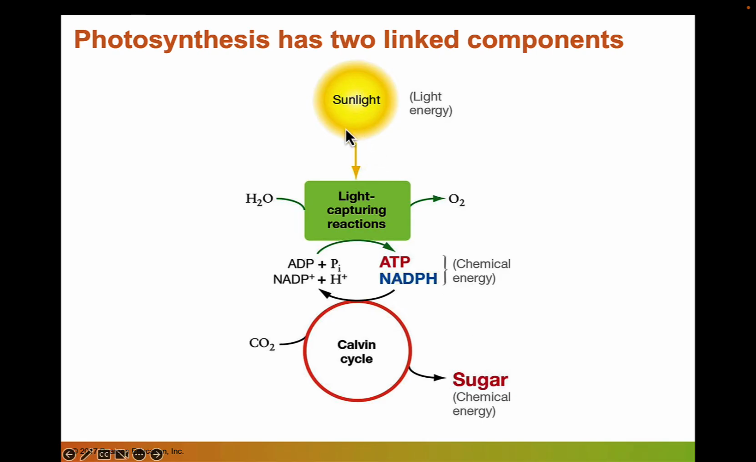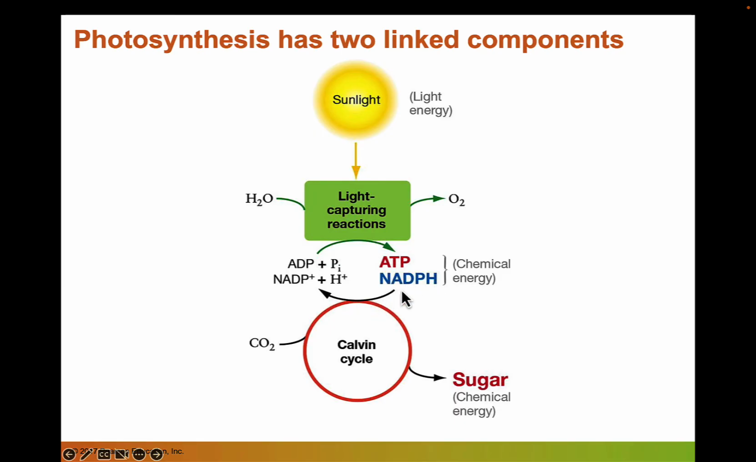So sunlight is captured in these light capturing reactions where water is consumed and it is released as oxygen gas. This light capturing reaction, where we convert light energy into chemical energy, leads to the production of ATP and NADPH. NADPH is basically a phosphorylated version of NADH.